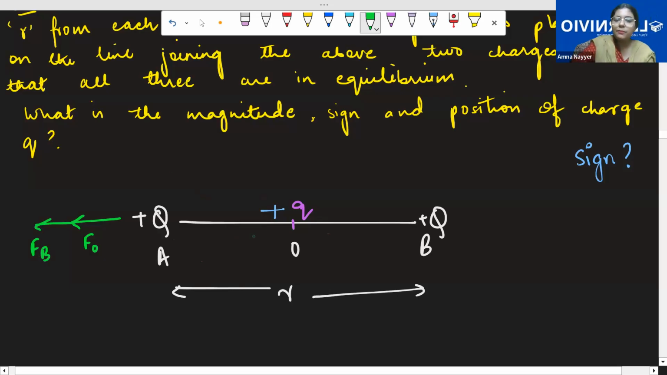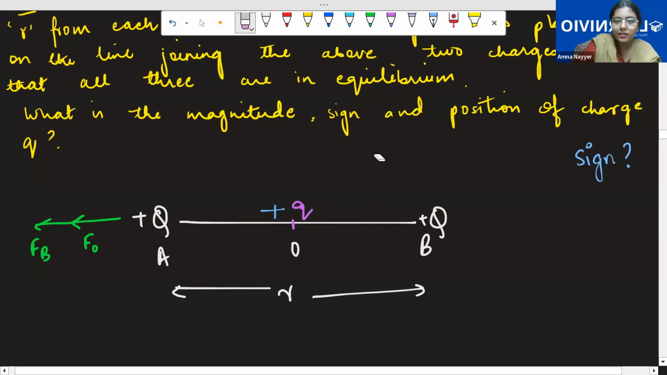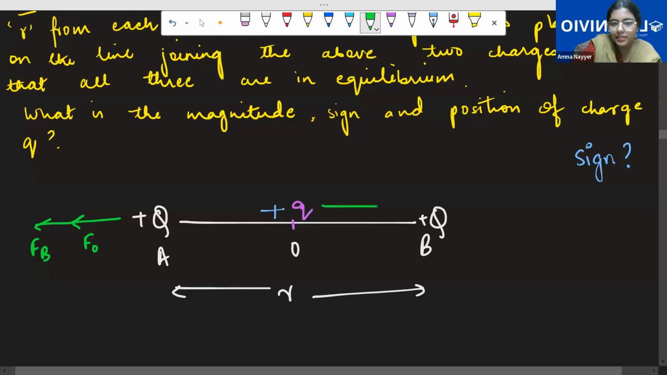Okay, done. Let's come to the next force, on O. Let's see where O will go due to A and B. Now look, A is positive. It will push this plus Q away.